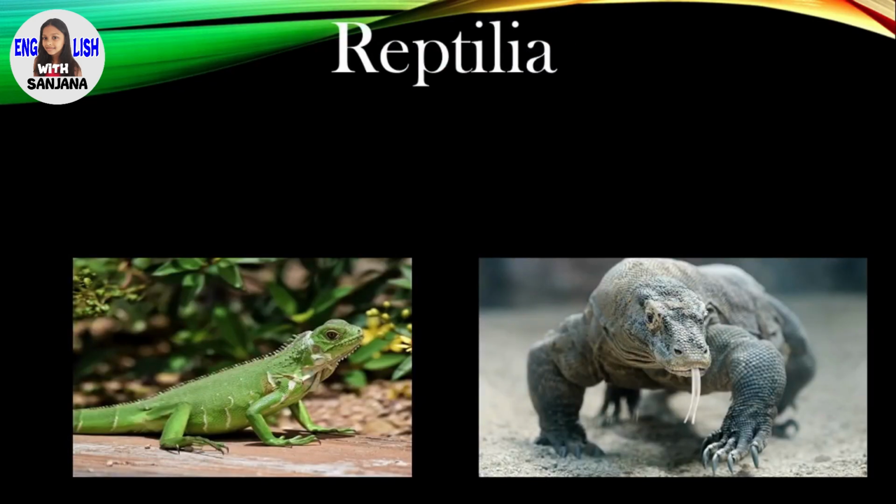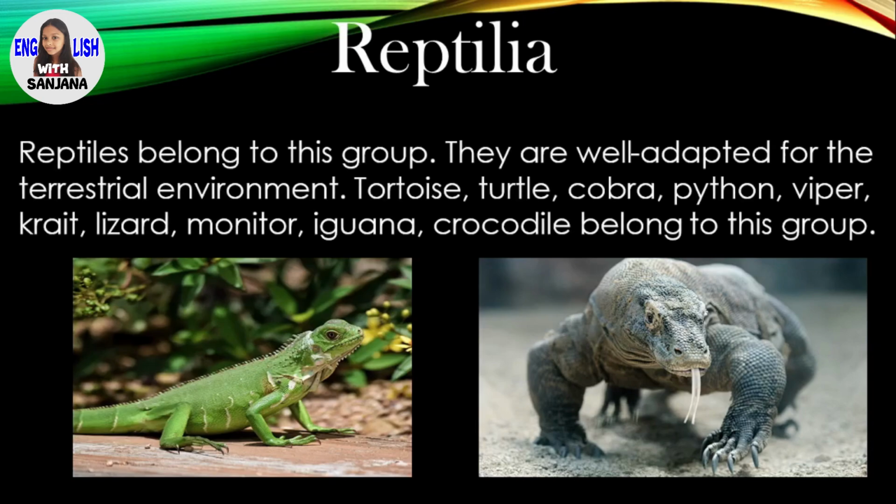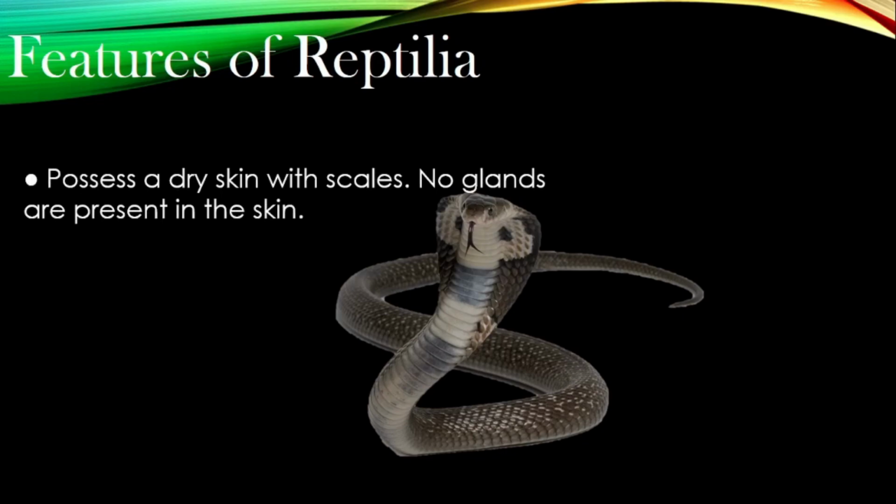Let's talk about the group Reptilia. Reptiles belong to this group. They are well adapted for the terrestrial environment. Tortoise, turtle, cobra, python, and many more that belong to this group are reptiles, and they belong to the group Reptilia. Some features of Reptilia: possess a dry skin with scales.